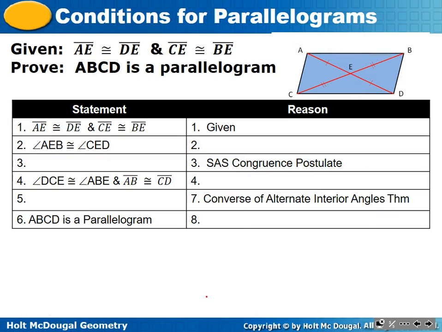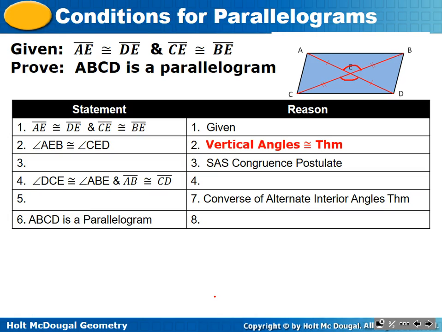All right, the last one. This time we're given that AE and DE are congruent and CE and BE. Those are our diagonals. They are being bisected. We can tell that because AE is congruent with ED and CE is congruent with BE. So again, we have some given information, and then we have this angle AEB, which is congruent with angle CED. Hopefully all of y'all can see this right now, that these are vertical angles. So that would be our reason for step 2.